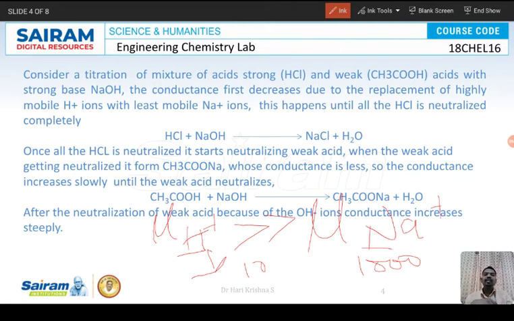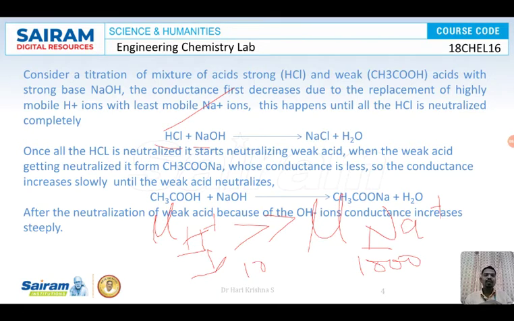So initially the H plus ion concentration is high, before adding NaOH. When you add NaOH, the high mobile H plus ion will be replaced by low mobile Na plus ion. Therefore, the concentration of H plus will slowly decrease, and the conductance also will decrease. Once the entire H plus ion is neutralized by NaOH, later the acetic acid starts neutralizing to give sodium acetate and water.